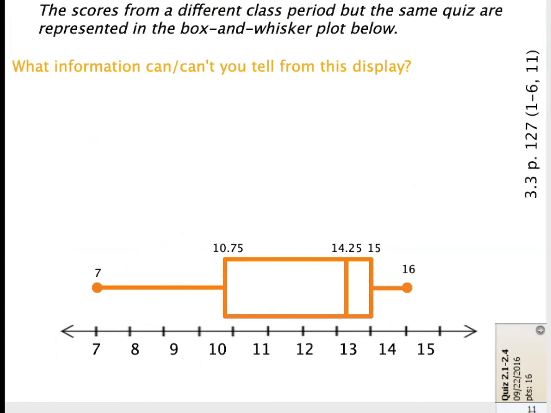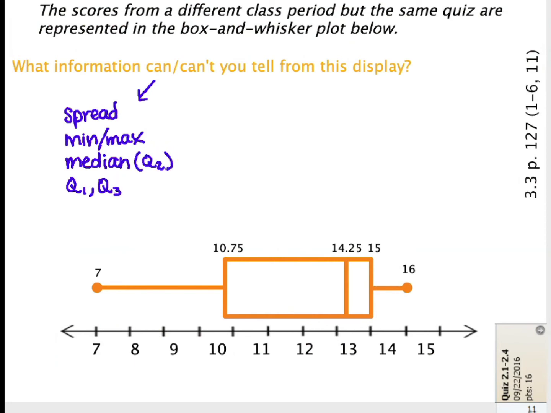The width only tells us how much that 25% is spread out. So this 25% of the scores were spread out more than this 25% of the scores, but the same number were in each spot. What information can and can't we tell from this display? We can tell how the scores were spread out. We can tell the lowest and the highest scores. We can tell the median. We can tell quartile 1 and quartile 3 in addition to quartile 2.